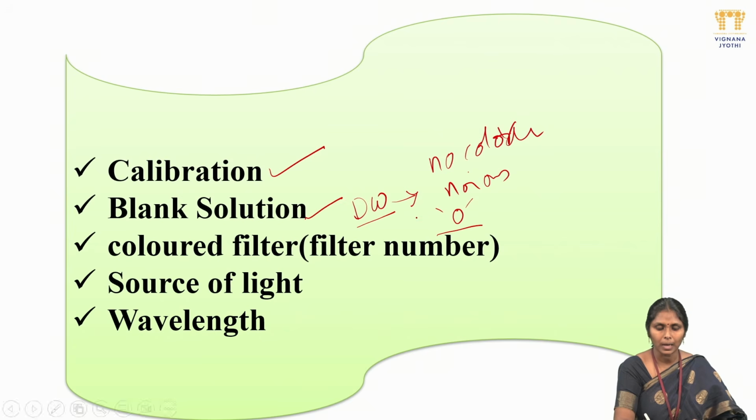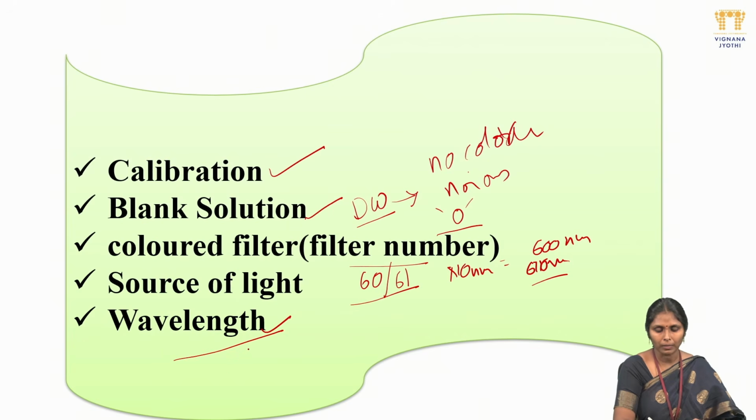Then it is calibrated. Which filter number are we using? That is 60. In some other instruments it shows 61. That means it is multiplied by 10 nanometers, so it is either 600 nanometers or 610 nanometers. So the wavelength we can choose. Why do we have to choose that particular wavelength? Because the colored complex is a blue solution, so we have to set the complementary color wavelength, that is between 580 to 620 nanometers, or sometimes 590 to 610 nanometers.